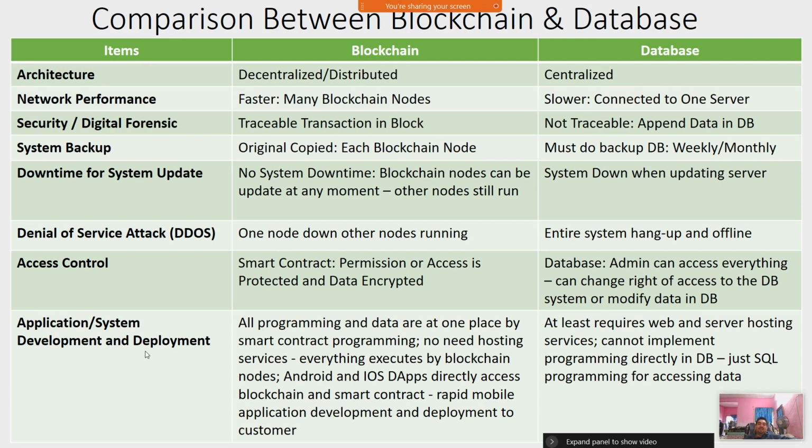Okay, application system development and deployment: all programming and data are in one place by smart contract programming. Later on, I'm going to show the smart contract example. No need for hosting services. Everything is executed by blockchain nodes. Android and iOS DApps directly access the blockchain and smart contract. Like I showed in the previous architecture diagram, something like components, there is no Apache web server, right? No need for an Apache web server. Everything connects to the blockchain node. No need for the web service, everything. So that's the beauty of the development.